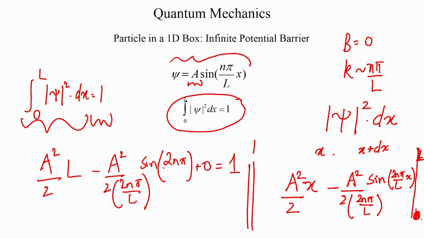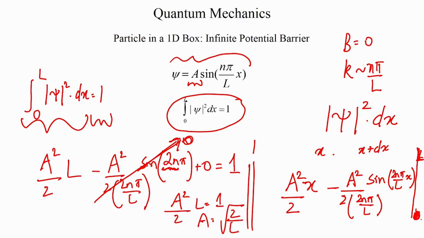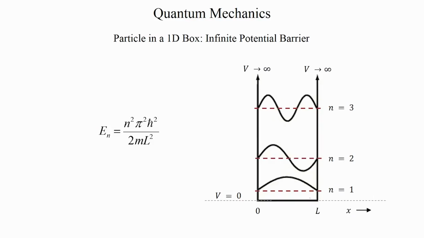Now you see that since this is an even integer times pi, this sinusoid term will always be a 0. So therefore this term also vanishes. And you are only left with the fact that A square by 2 into L is 1, or A is equal to square root of 2 by L. So this is the outcome of applying this relation, that the probability of finding the particle somewhere inside the box is 1.